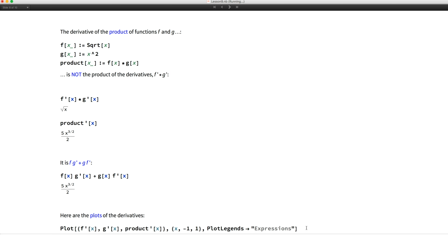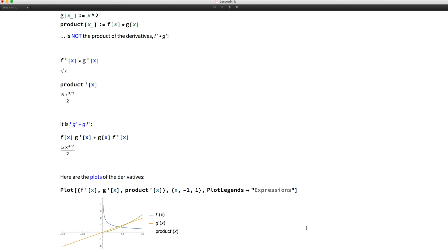Once again, here's a plot of all three derivatives to give you a feel for what's happening over here. But notice that now things are no longer simple. You actually do need to memorize a rule which says that the derivative of the product of f and g is f times the derivative of g plus g times the derivative of f.